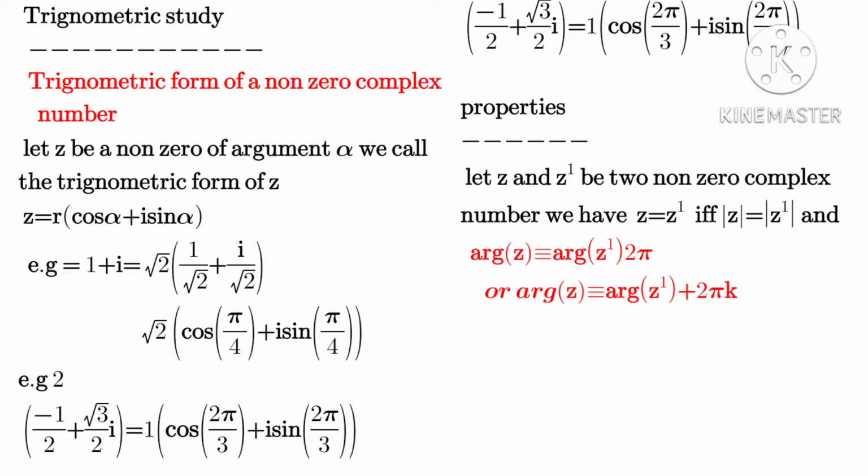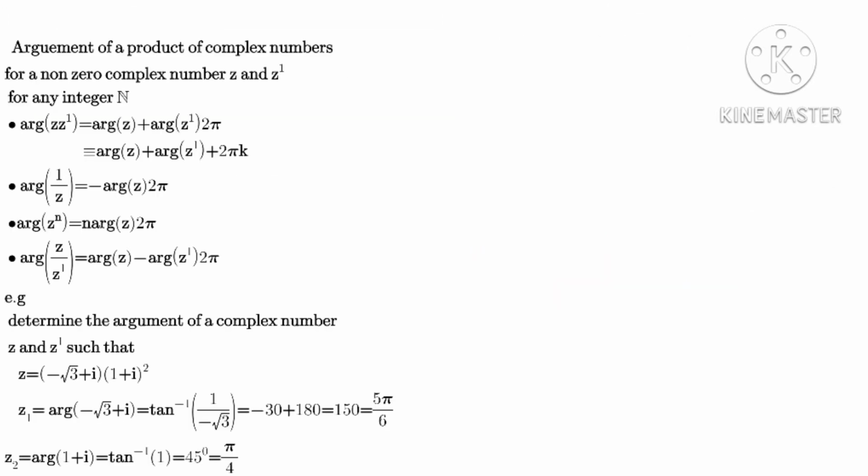Alright guys, in this video we'll continue our series on complex analysis, and we have the trigonometric form to study. Example 1: write 1 plus i in trigonometric form. We take the modulus of 1 plus i, that's the square root of 2. Then we multiply it with the initial problem, that's 1 over root 2 plus i over root 2. Then we take inverse cos of 1 over root 2 to be cos pi over 4, and inverse sine of 1 over root 2 to be pi over 4. So we have the properties there as well. Take a look at them.